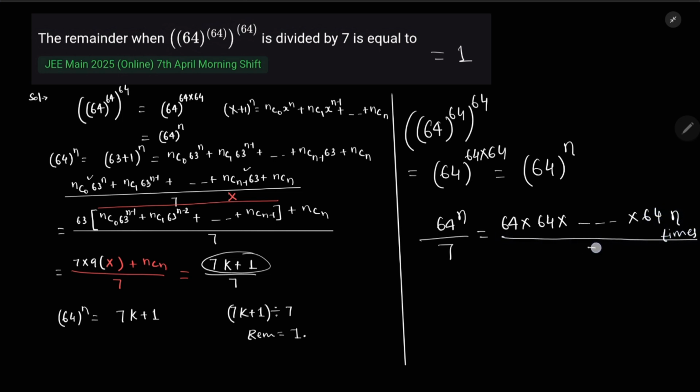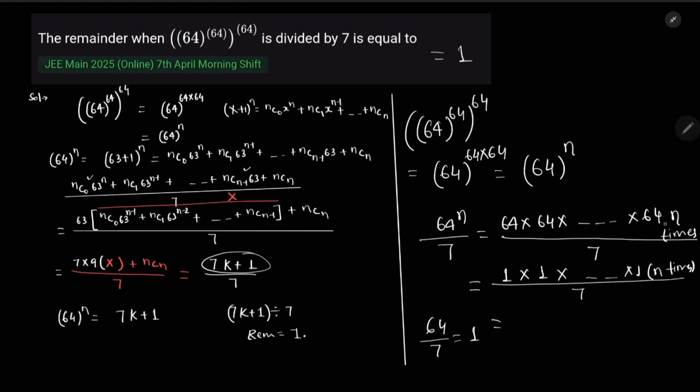divided by 7. Okay. What if I divide 64 by 7? If you divide 64, it will give remainder 1. Okay. So it will give remainder 1, remainder 1, remainder 1, up to n times, divided by 7.